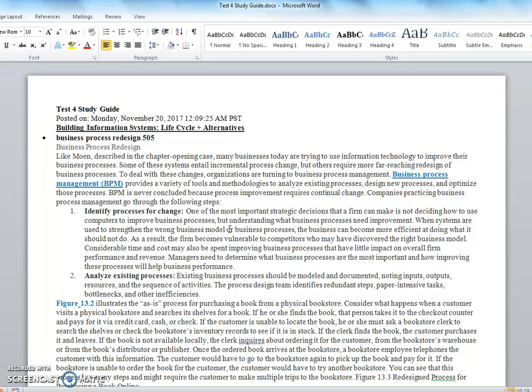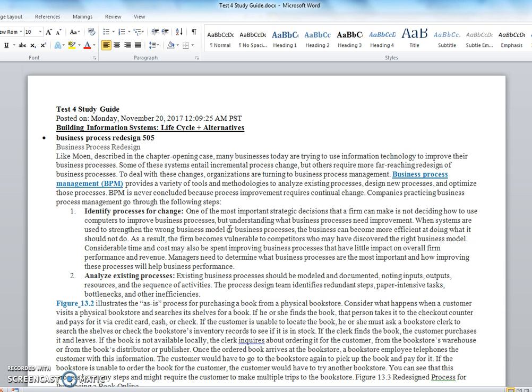Considerable time and cost may also be spent improving business processes that have little impact on overall firm performance and revenue. Managers need to determine what business processes are the most important and how improving these processes will help business performance. 2. Analyze existing processes.